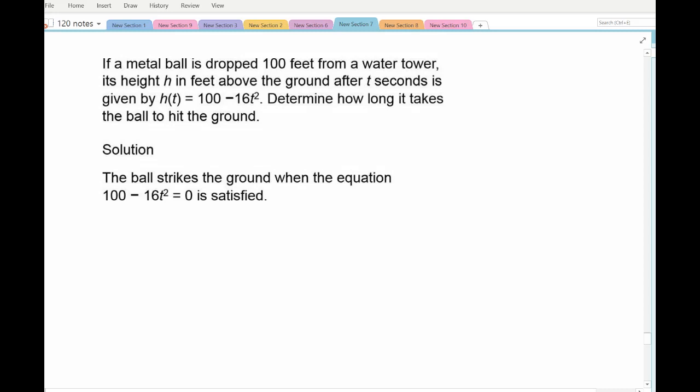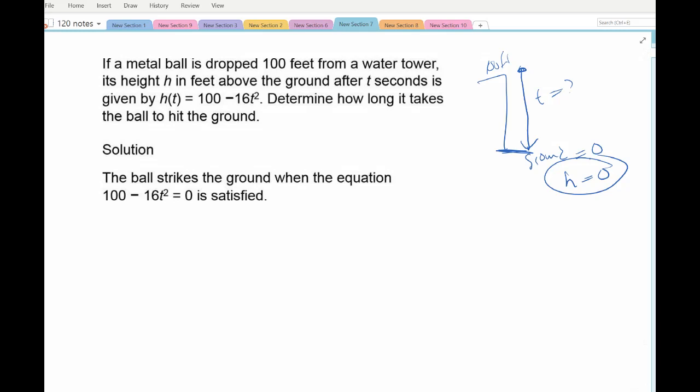Alright, so the solution to this: this gives me the height, and we're on a tower, we drop the object down, and we want to know the time it takes to go from the top of the tower, the 100 feet, all the way down to the ground. Well, the ground would be 0 feet above the earth, so that would be when my height is 0. So the first thing you do is set it equal to 0. You are solving for the zero. When is that height at 0? So 100 minus 16t squared equals 0 is what we're solving for. We find our time.